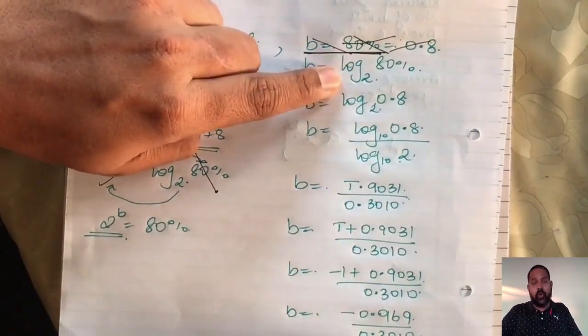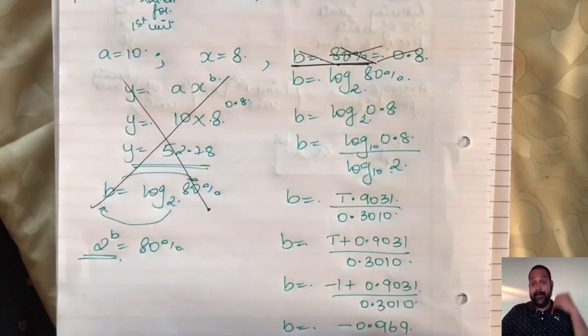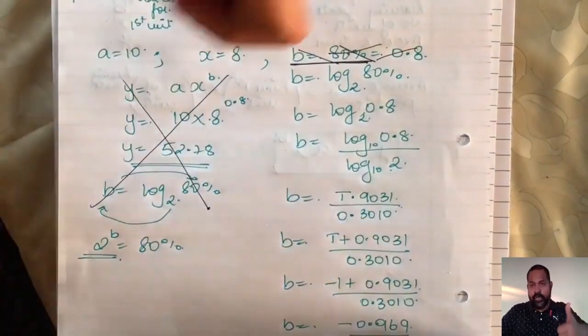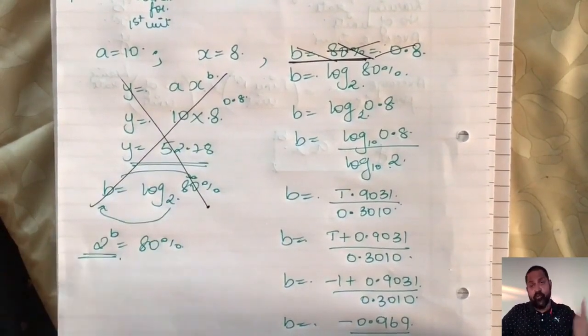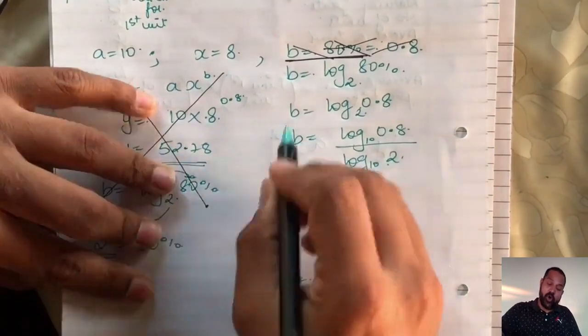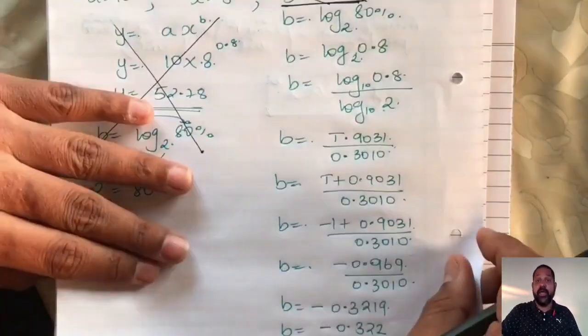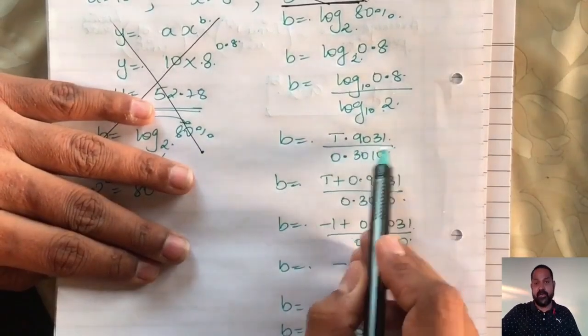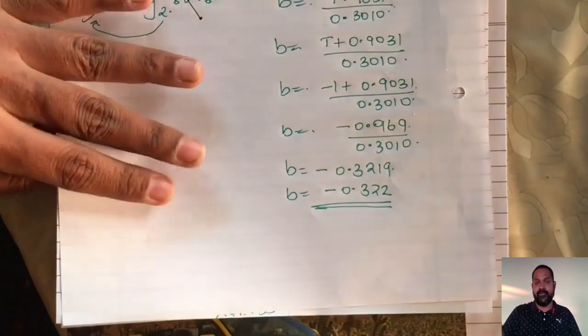Why to the base 2? Because learning happens to the power of 2. Learning happens in the power of 2. 2 raised to 0, 2 raised to 1, 2 raised to 2, which is 1, 2, 4, 8, 16, 32. And that is why it is log of 80% to the base 2, which is log of 0.8 to the base 2, which is bar 1.9031 divided by 0.3010. And this is the simplification.